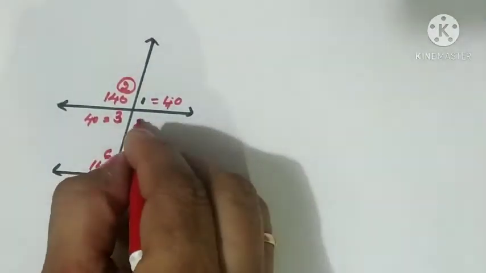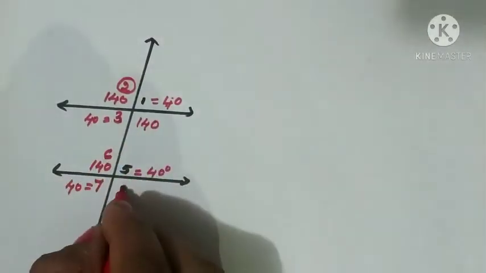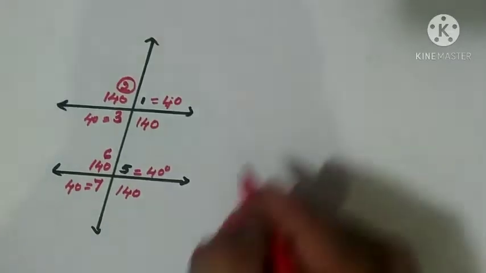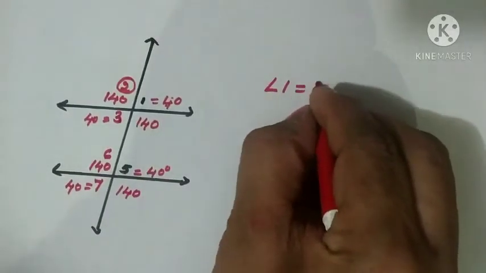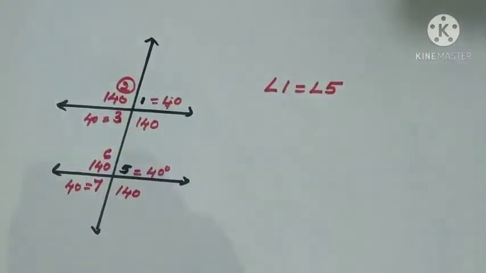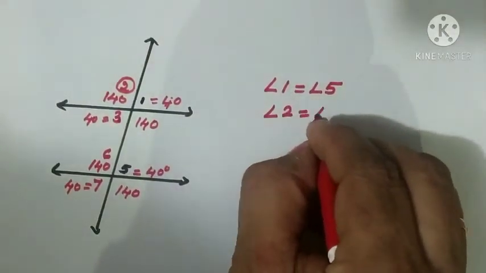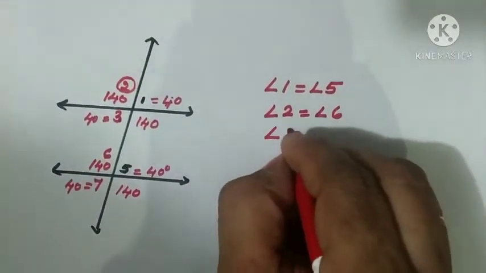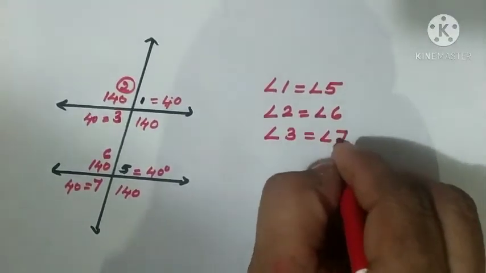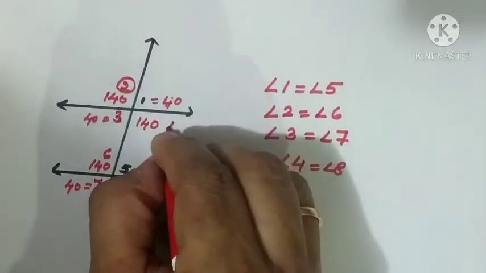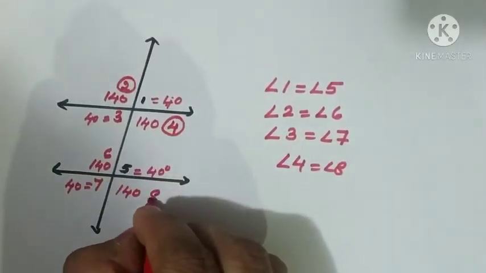Now here it is 140 again. So here also 140. So what can we say about that? Angle 1 equals angle 5. When two parallel lines are cut by a transversal, corresponding angles are equal. Angle 2 equals angle 6. Angle 3 equals angle 7. And angle 4 equals angle 8. I have not marked 4. This is 4 and 8.